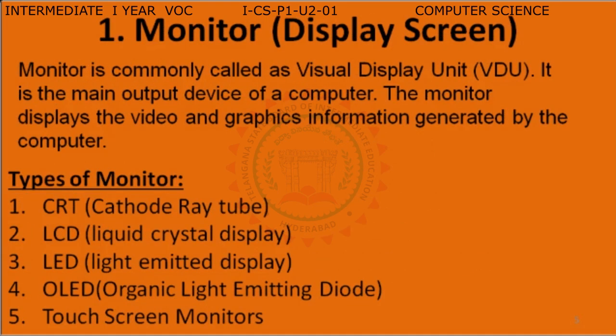Monitor. Monitor is commonly called a visual display unit. It is the main output device of a computer. The monitor displays video and graphics information generated by the computer. Types of monitors: CRT monitors, LCD monitors, LED monitors, OLED monitors, touchscreen monitors.